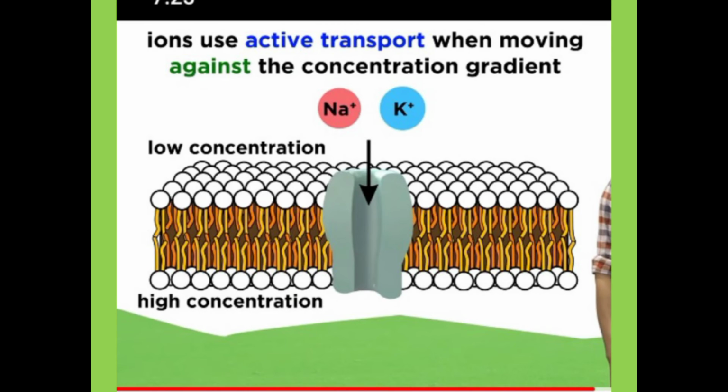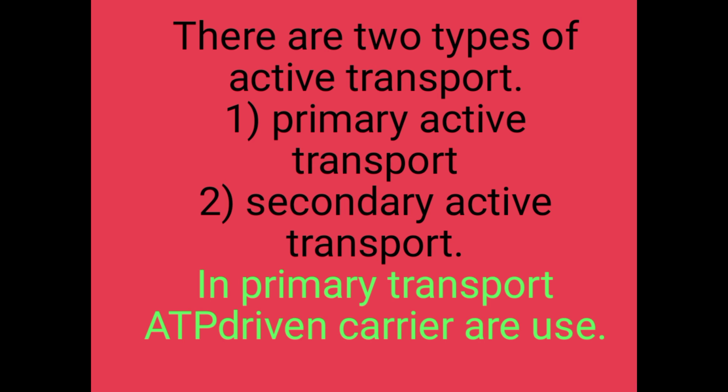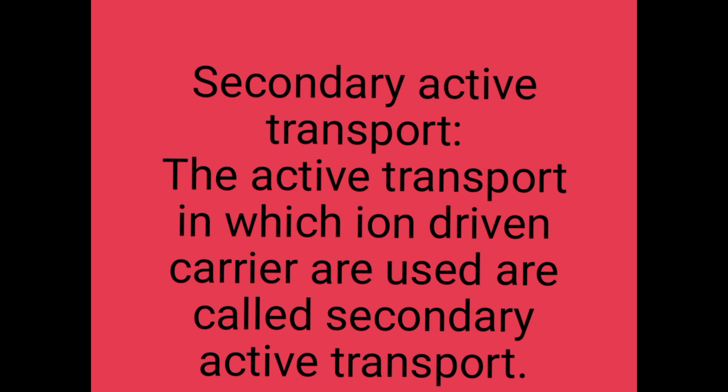This is a diagram of active transport. Sodium and potassium ions use active transport when moving against the concentration gradient, from an area of lower concentration to an area of higher concentration. There are two types of active transport: primary active transport and secondary active transport. In primary active transport, ATP-driven carriers are used. Secondary active transport is the type of active transport in which ion-driven carriers are used.